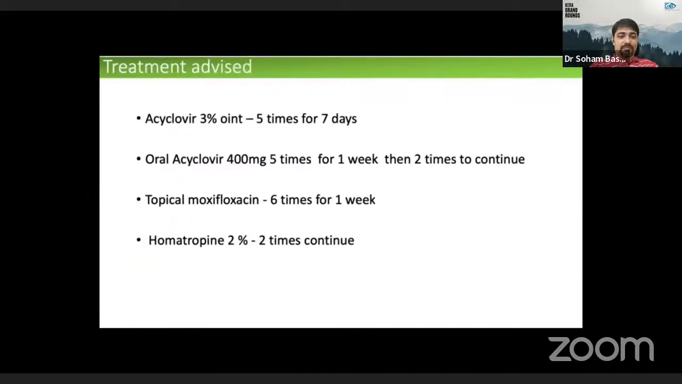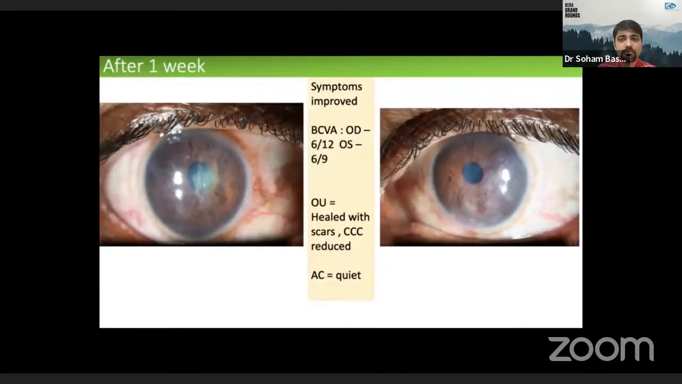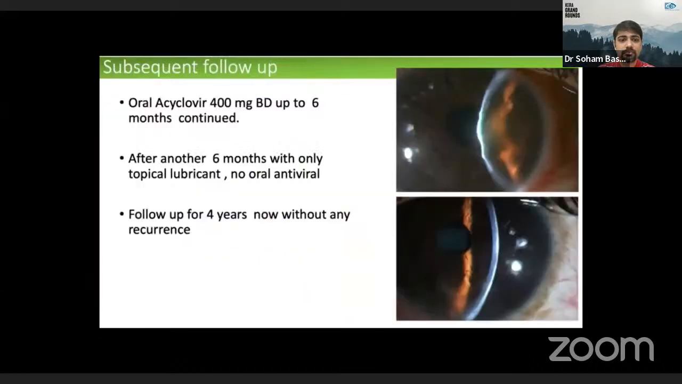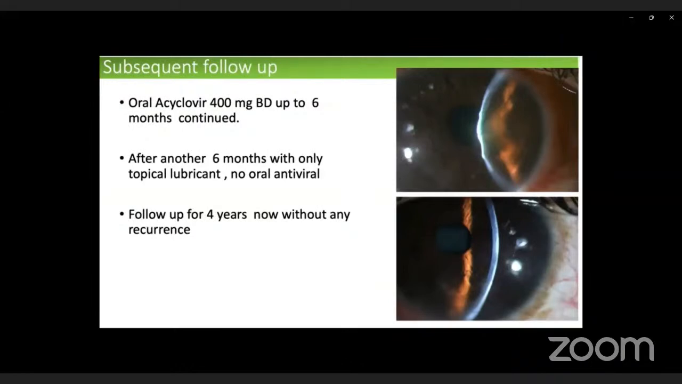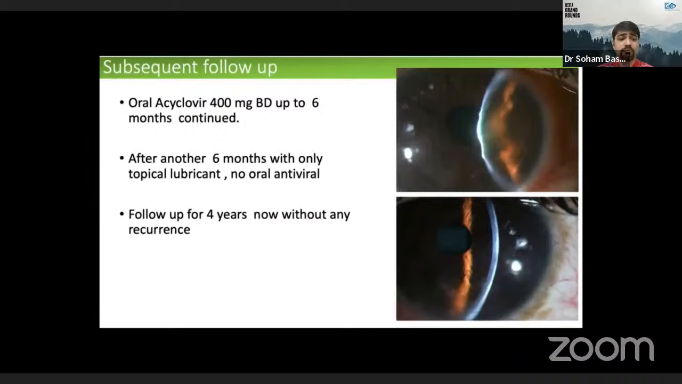He was started on topical acyclovir 3% ointment 5 times a day and oral acyclovir 400 mg 5 times a day for 1 week, then 2 times a day to continue. Along with that, moxifloxacin drops were continued 6 times and homatropine drops 2 times a day. After 7 days, the ulcers had healed with scars in both eyes, congestion was reduced and both eyes had improved visual acuity. On subsequent follow-up, he was on oral acyclovir 400 mg twice a day for 6 months, and for the next 6 months on topical lubricant only, with no oral antivirals. He has been followed up for 4 years now without any recurrence.